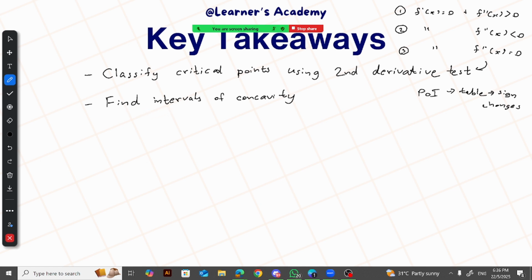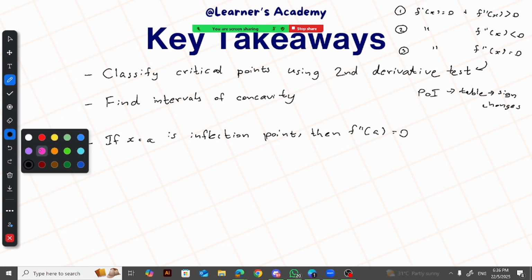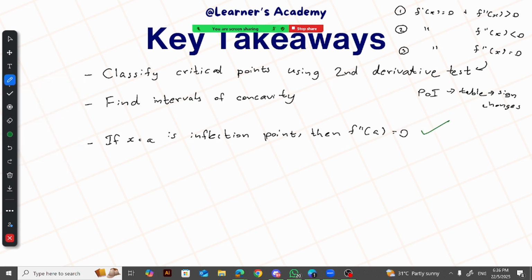And then apart from that, we will have some communication or knowledge questions that we can possibly be asked, which is: if x equal to a is an inflection point, then f double prime of a equals 0. This is correct. If an x value is an inflection point, then if we find the second derivative of a function and then substitute that x value, we'll get 0. We'll definitely get 0. This statement is correct.